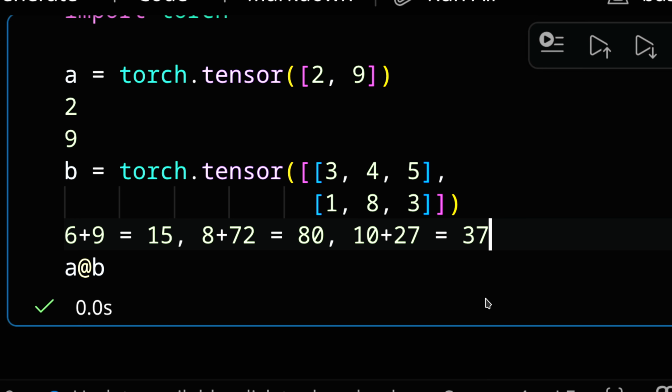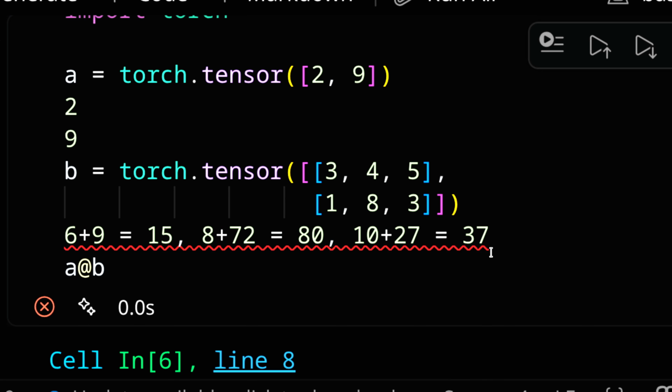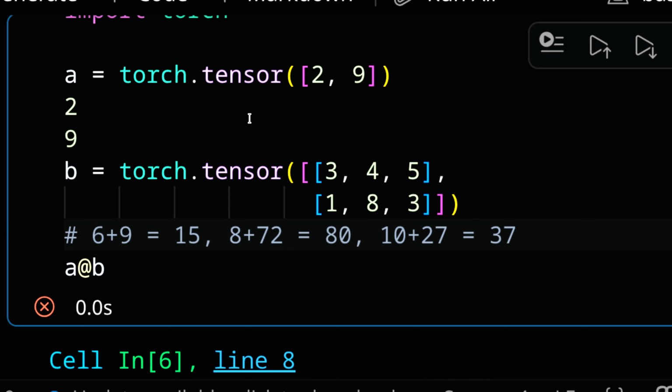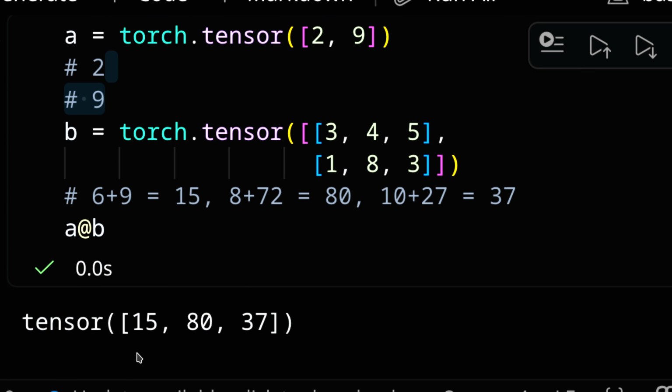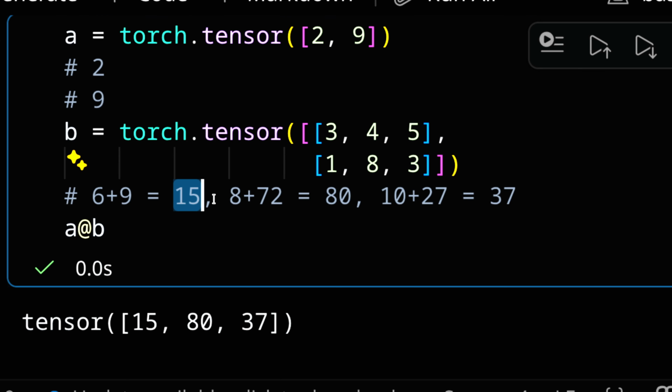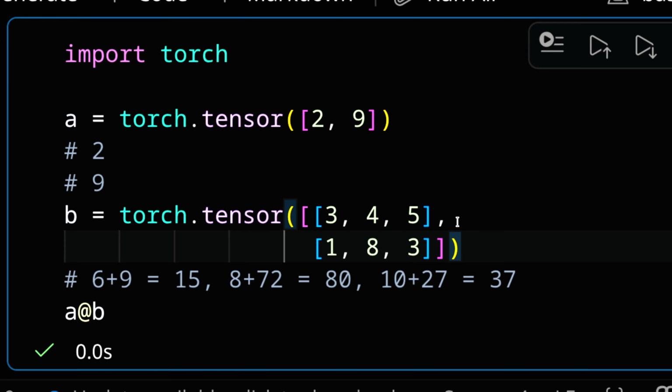So if I run it, oops, hold on, I'll comment this out real quick. Okay, if I run it, 15, 80, and 37. So that's how dot products work in the background.